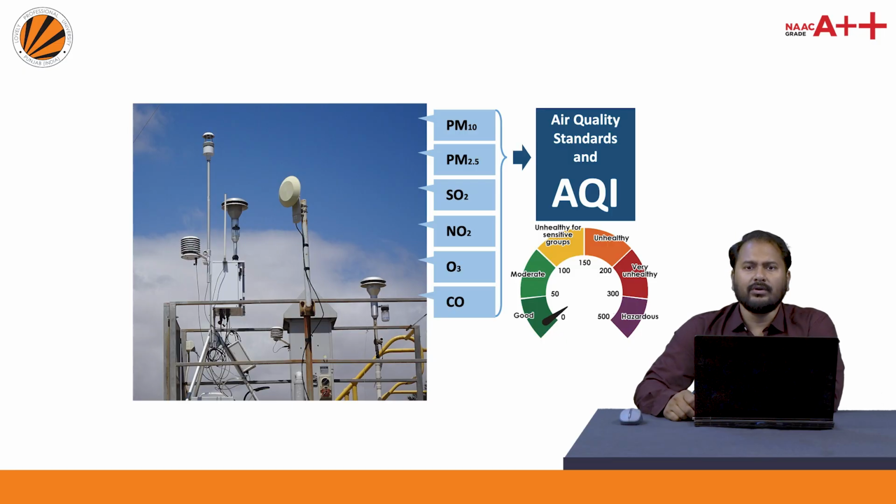We use a network of monitoring stations equipped with instruments that can track pollutants like PM10, PM2.5, sulfur dioxide, nitrogen dioxide, ozone, and carbon monoxide. And it is analyzed through regulatory standards like the National Ambient Air Quality Standards, and it is converted to the Air Quality Index through some standard procedures.